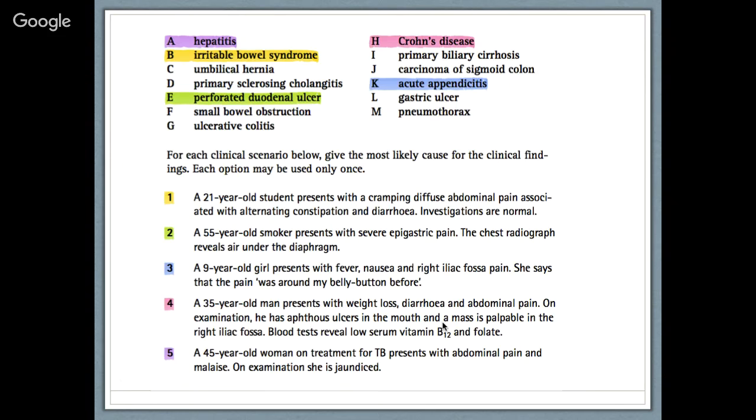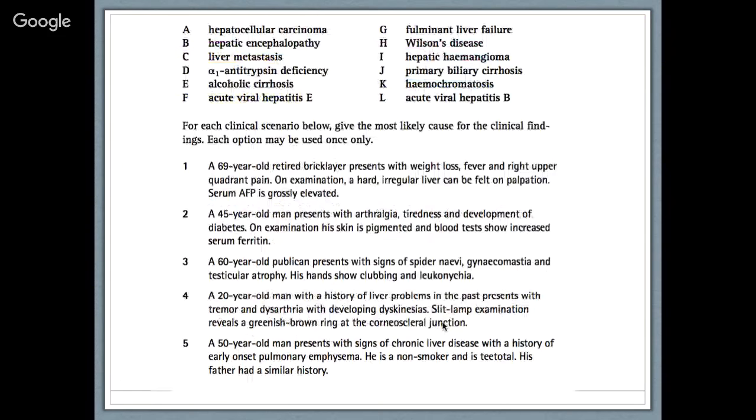And the last page, we'll go through these really quickly. A 69-year-old retired bricklayer, weight loss, fever, right upper quadrant pain, on examination a hard irregular liver, serum AFP. Yeah, exactly. AFP is what's going to be elevated in HCC. With all those cancer markers, they're not for screening. They're only for tracking treatment. You never do them to diagnose it. You do it to measure their response to treatment. It's very controversial to use something like that in diagnosis.